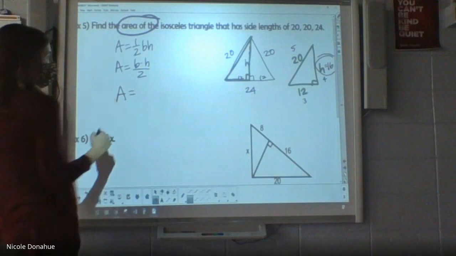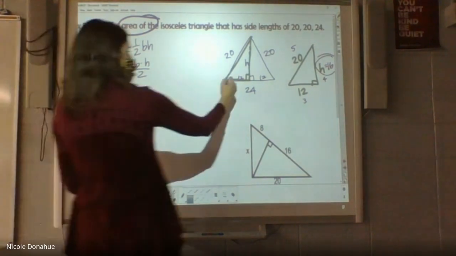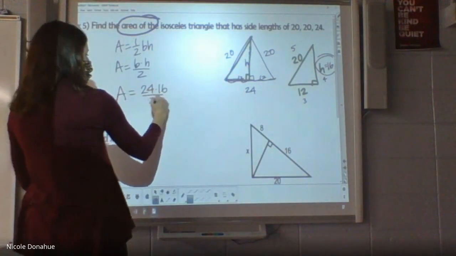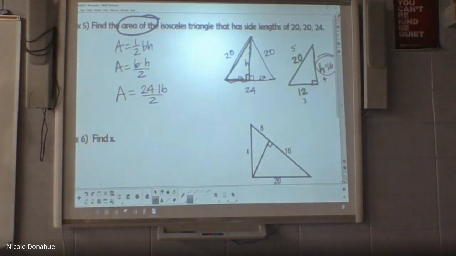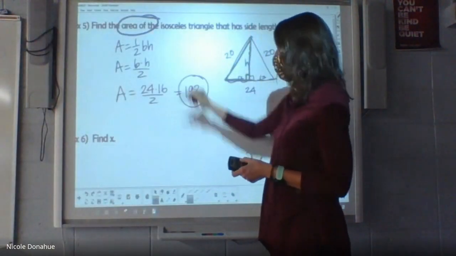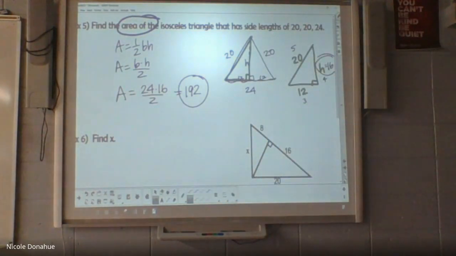It's base times height divided by 2, or 1/2 base times height. The height is 16, what's the base? 24, yeah, the whole way across. So it's going to be 24 times 16 divided by 2. And there's one like this on our homework, which is why I put this one on here. So that'll be 192 for our area. So it's the area of that triangle.